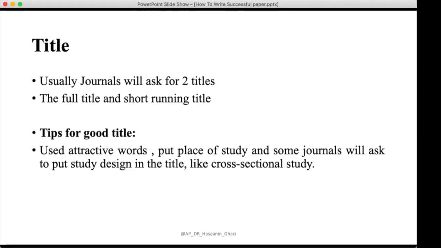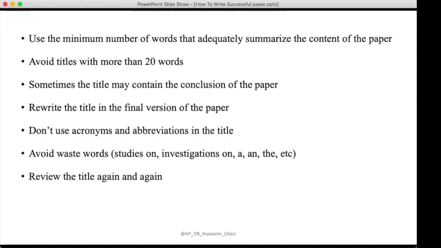Some of the journals ask you to put the study design, like cross-sectional, cohort, case control, and also the place of the study sometimes. The title should be less than 20 words, and usually you should avoid using waste words like "study on" or "investigation on." Of course, some journals don't like abbreviations in the titles. It's better to spell out the full names, and of course, review the title again and again.